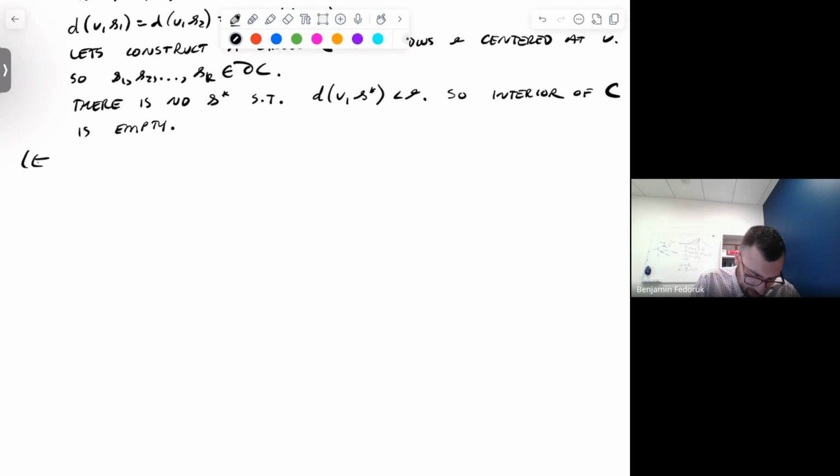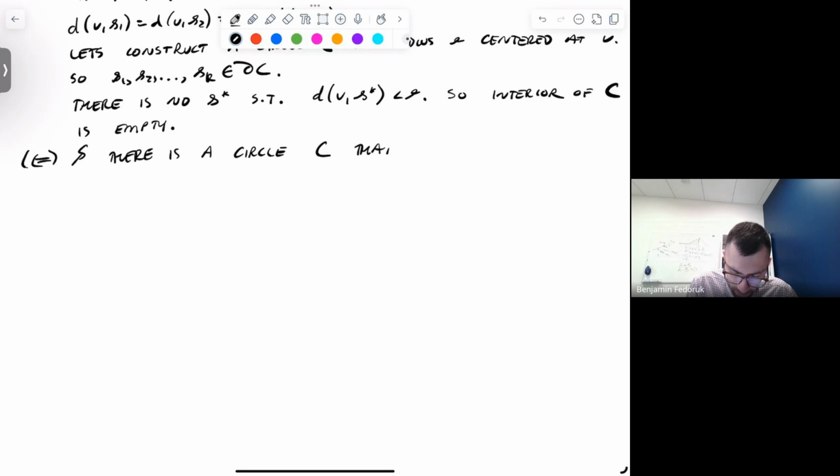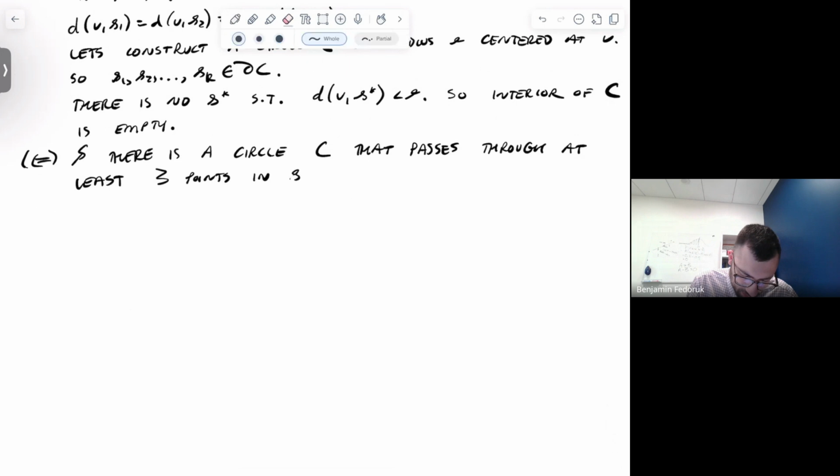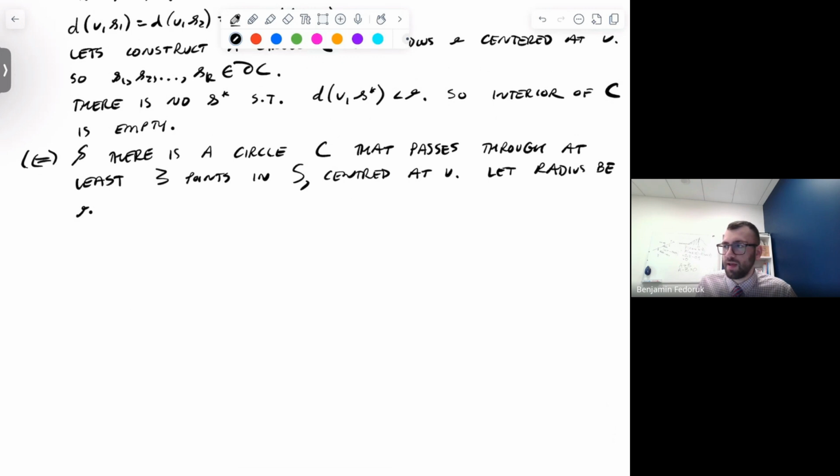The other direction, we're going to suppose that there is a circle C that passes through at least 3 points in S, centered at V. All right, so we've got this circle. Let's let the radius be R. So we're just defining whatever that radius is to be R.